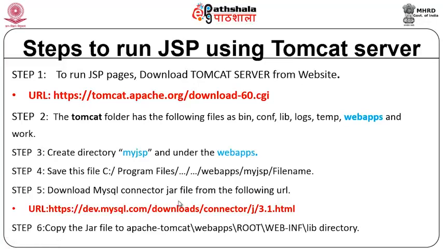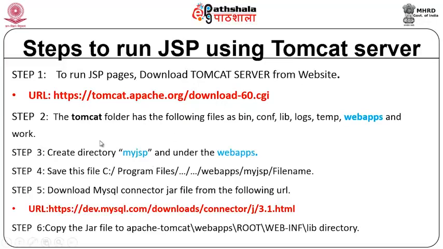So now let us look into what are the steps we need to run JSP using the Tomcat server. So step 1, to run the JSP pages, you have to download Tomcat server. The Tomcat server can be downloaded from a website like https://tomcat.apache.org/download-60.cgi. You can directly type this URL, and you can take the zip file. There would be a zip file in the core distribution binary, and you can unzip the zip file in the folder where you want to have your Tomcat server.